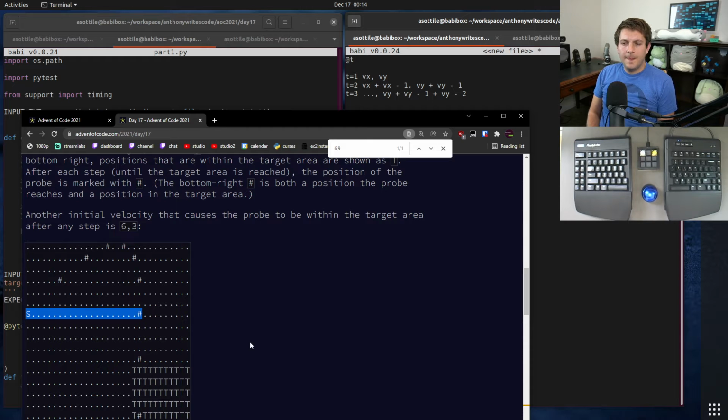Okay, so based on your initial velocity, you will always reach this position here. We'll always get to the same point. So we're really trying to figure out what the negative velocity is from 0 when you're lined up here.